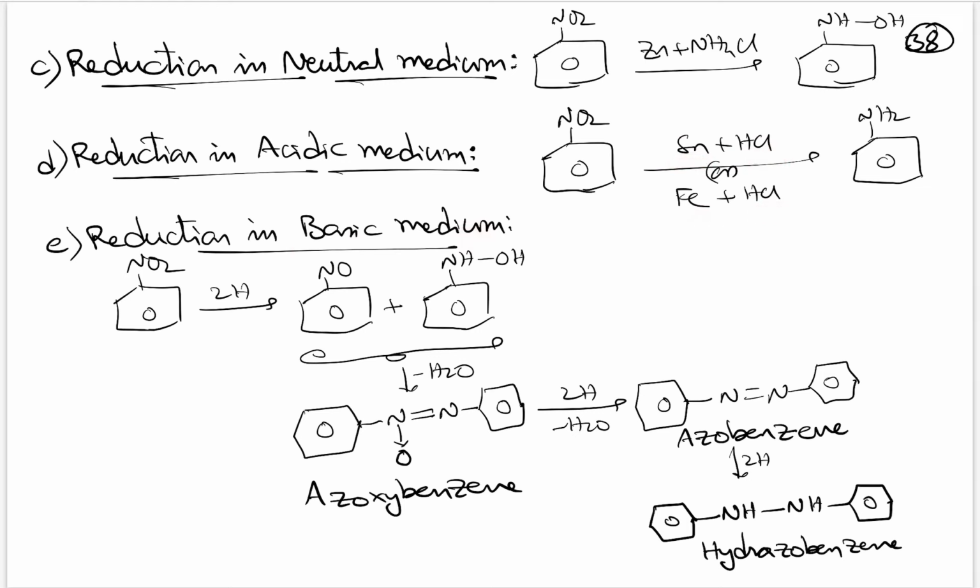And now reduction in basic medium, an important point. In the first step of reduction, you will get nitrosobenzene and phenylhydroxylamine, and these on dehydration will give azoxybenzene. Azobenzene with oxygen is called azoxybenzene, and this azoxybenzene on further reduction, this oxygen will be removed in the form of a water molecule, and you will get azobenzene. Azobenzene on further reduction, the pi bond will be broken and 2 hydrogens will be added, and you will get hydrazobenzene.